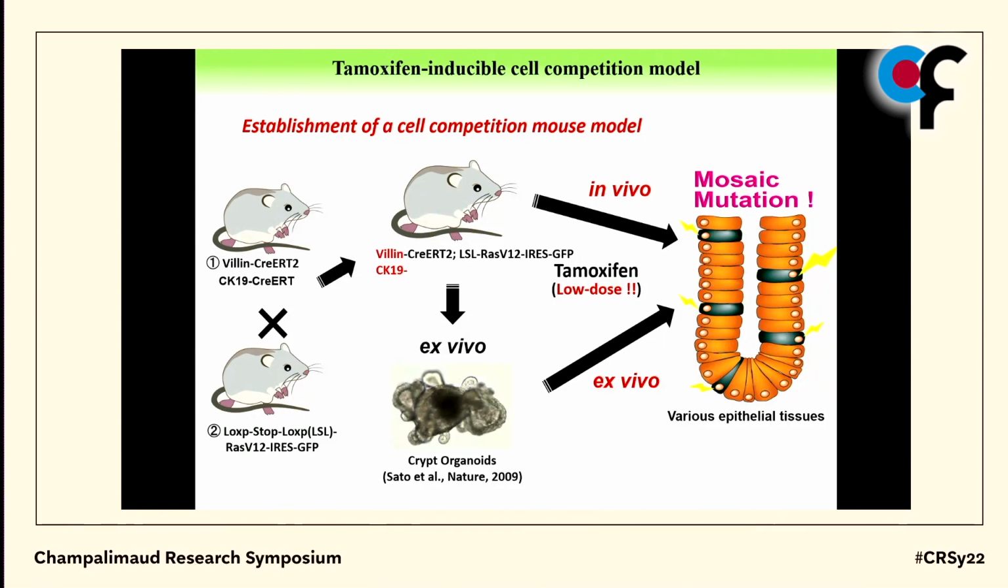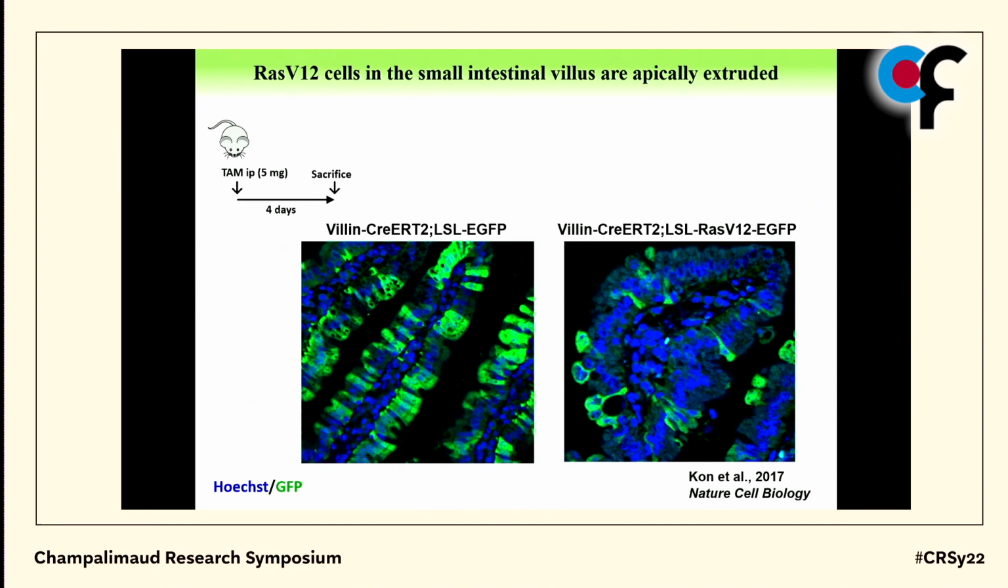Let me show you one example. In this experiment, we added a low dose of tamoxifen, and after 4 days, mice were sacrificed and the intestine was observed. This is the intestine of the control mouse, expressing only GFP. In this mouse, GFP and RasV12 are expressed simultaneously. In the control mouse, when GFP alone is expressed, cells just stayed in a monolayer of epithelia, as expected. But when RasV12 is expressed together with GFP, as you see, quite active apical extrusion was observed.